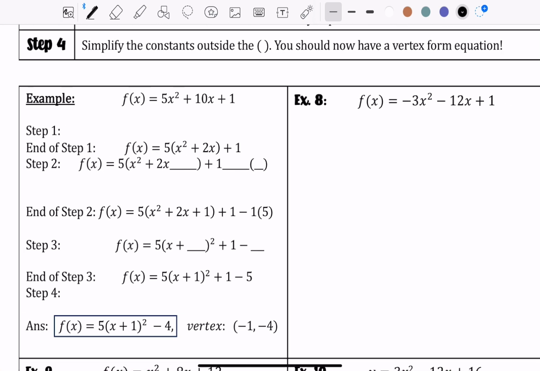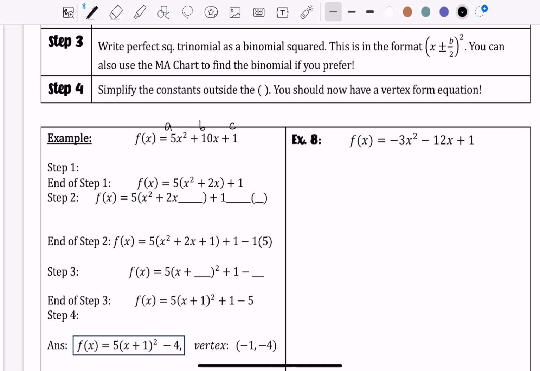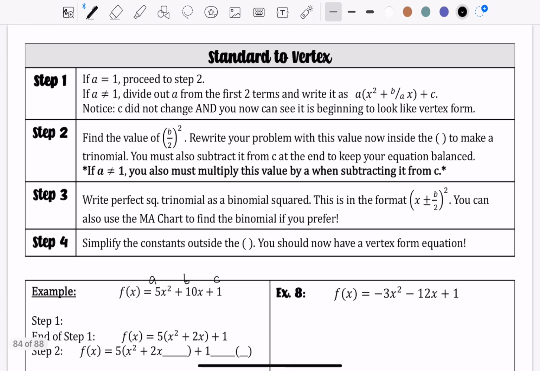Okay, so here's our example. A does not equal 1 in this one. A is 5. I'm going to label that right here, A, B, and C. At least this is our original A, B, and C. Here it says, if A doesn't equal 1, divide out A from the first 2 terms and write it as A, parentheses, x squared, plus B divided by A, x, close parentheses, and then you leave the plus C alone. The plus C did not change.